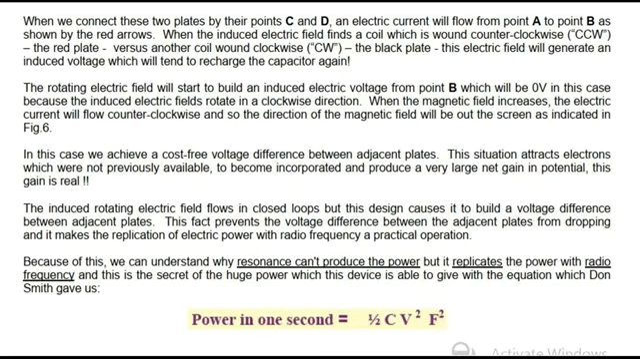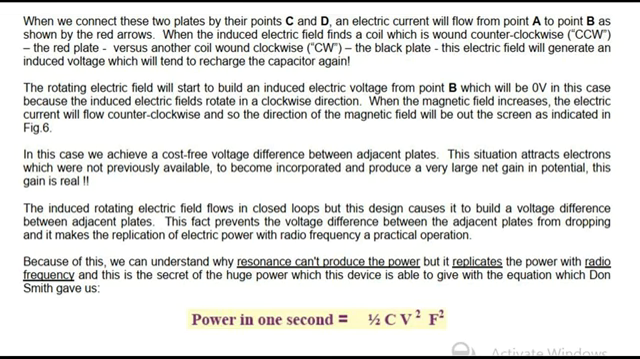The induced rotating electric field flows in closed loops, but this design causes it to build a voltage difference between adjacent plates. This fact prevents the voltage difference between the adjacent plates from dropping, and it makes the replication of electric power with radio frequency a practical operation.